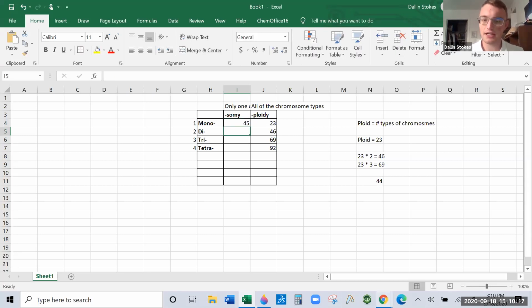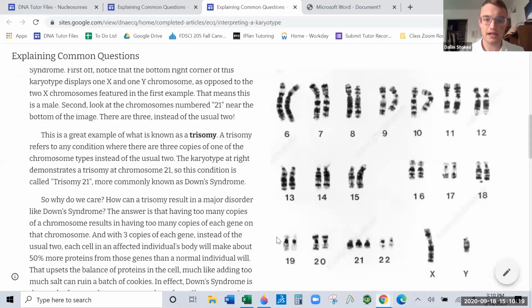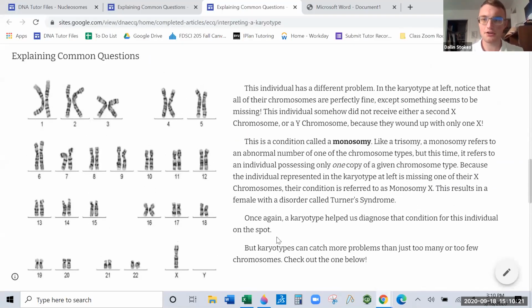If you come down here to my example where they're missing a chromosome, these guys are missing a chromosome. They have 45 chromosomes. That is an example of a monosomy. The particular disorder is monosomy X, because they're missing an X chromosome. Monosomy, because only one of their chromosome pairs has only 1 copy. So there's an example of a monosomy.